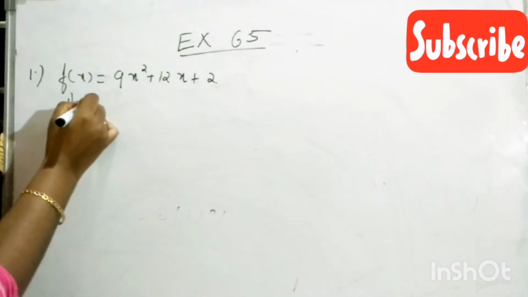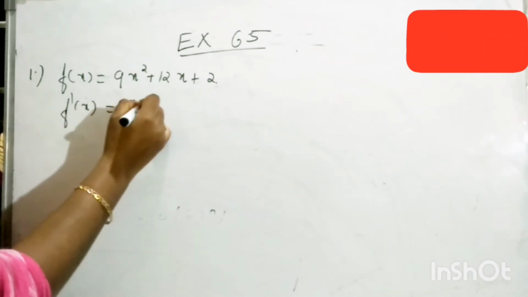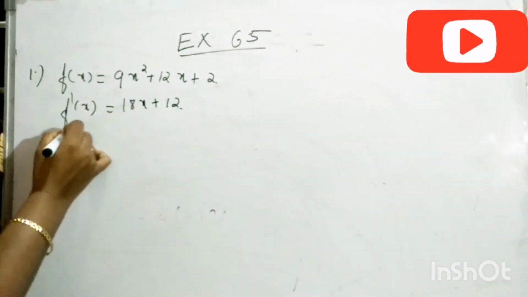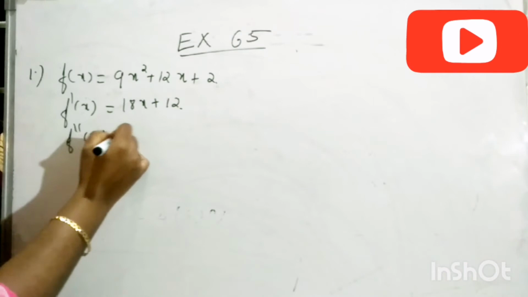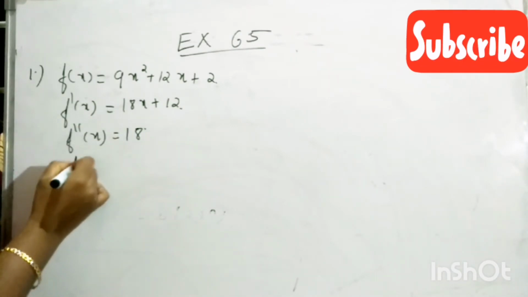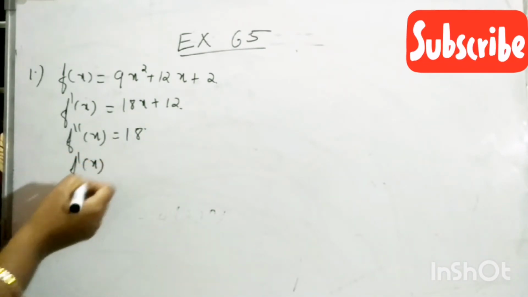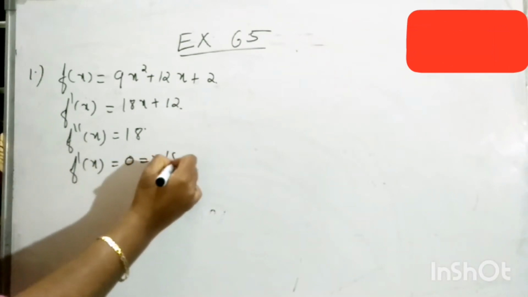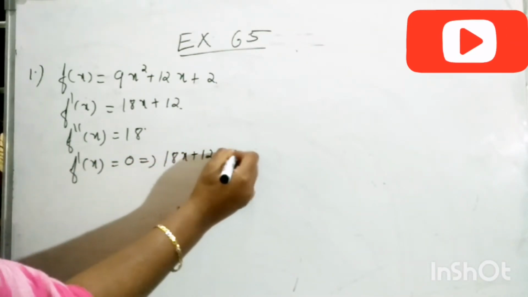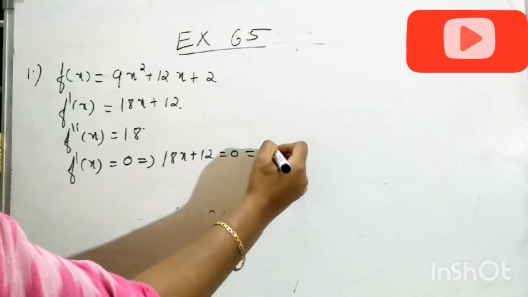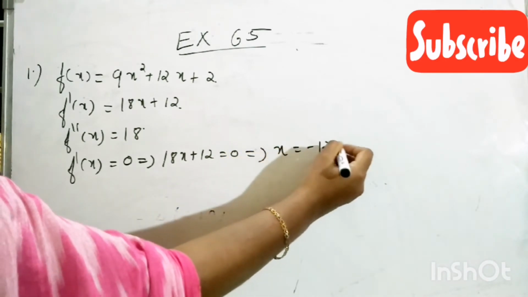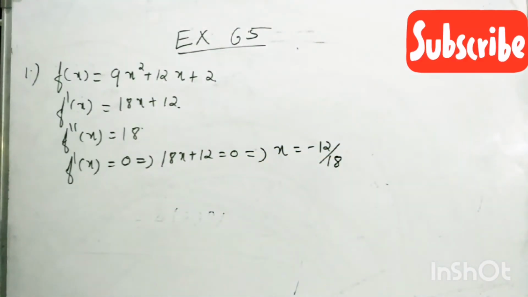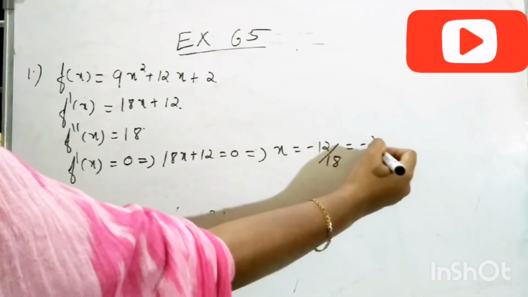Take f dash of x, that is 18x plus 12, and f double dash of x we will get 18. Now to get the critical point we will equate f dash of x to 0. This implies 18x plus 12 is equal to 0, which implies x is equal to minus 12 by 18, that is equal to minus 2 by 3.